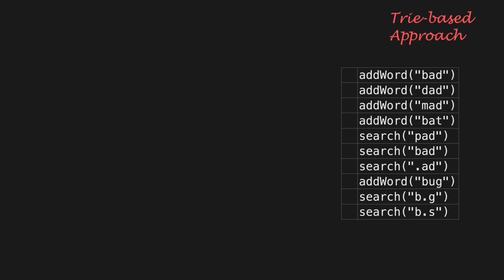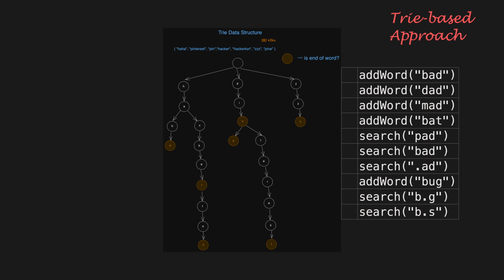This is the exact problem that a trie data structure is designed to solve. A trie, also known as a prefix tree, is a special tree for storing strings, where each downward path from the root represents a prefix. We have covered the trie in detail in our implement trie video.